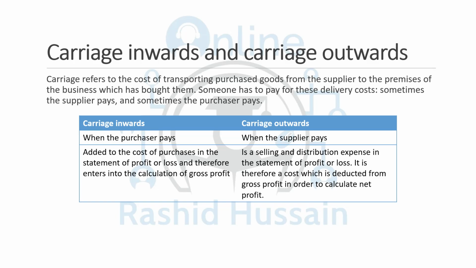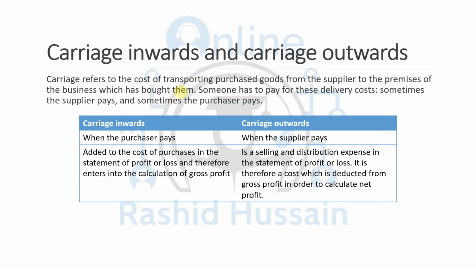Because the examiner does not usually ask you the treatment. The examiner asks you what is the impact of this carriage inwards and outwards on the calculation of the profit. So usually this understating, overstating thing is complex to deal with in the exam. So I've simplified it for you. So what about the carriages?